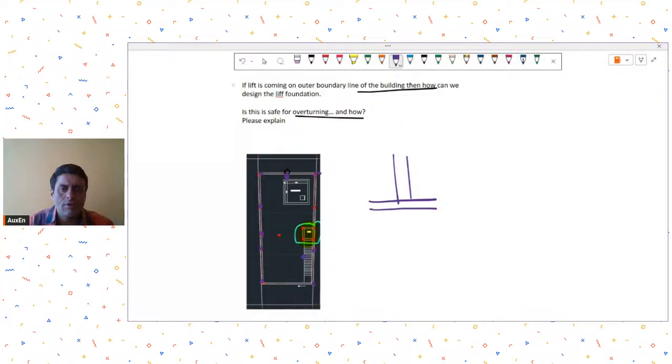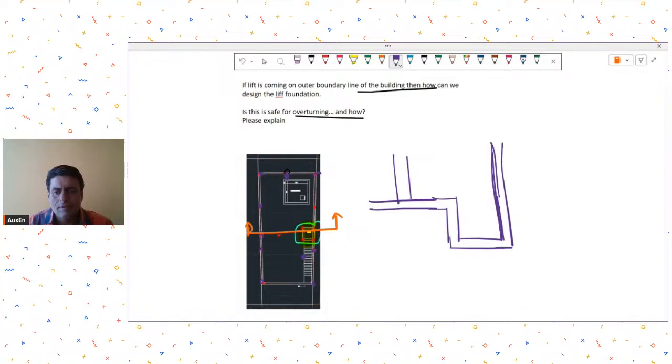So for the lift, what will happen? Let's try to draw a section over here. For the lift you will have to go at least 5 feet down. So the situation will be something like this. Let's say this was the column and this was the column on the edge. Because this is the raft, you will have to have the lift pit.